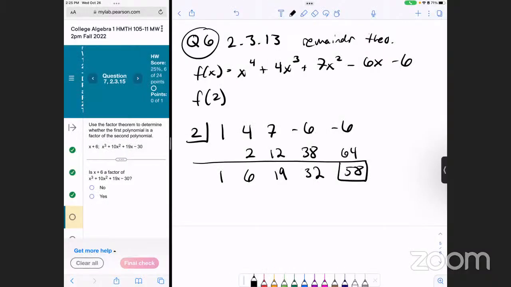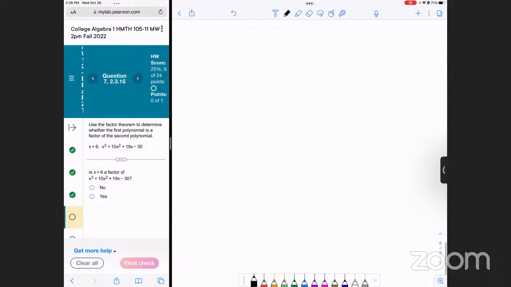All right. So we're asked to use the factor theorem to determine whether the first polynomial is a factor of the second. Okay. Factor theorem. So in other words, when we do synthetic division with this dividend divided by this divisor, the remainder should be 0, right? If it's a factor, the remainder should be 0. Okay, so let's take some notes. So this is question 7.